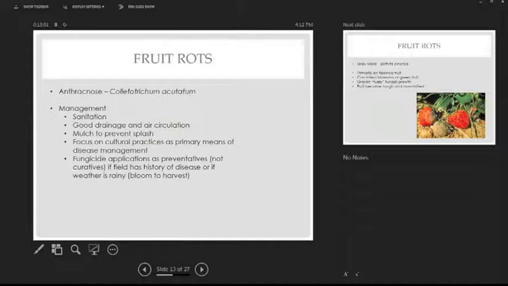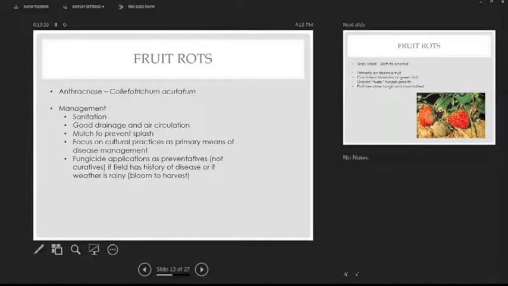This is one that we use fungicides for. If you want to save your crop, this is one that I would absolutely consider fungicides for, especially if your field has a disease history, or if it's a very rainy season right at harvest time. Disease will spread much more quickly.